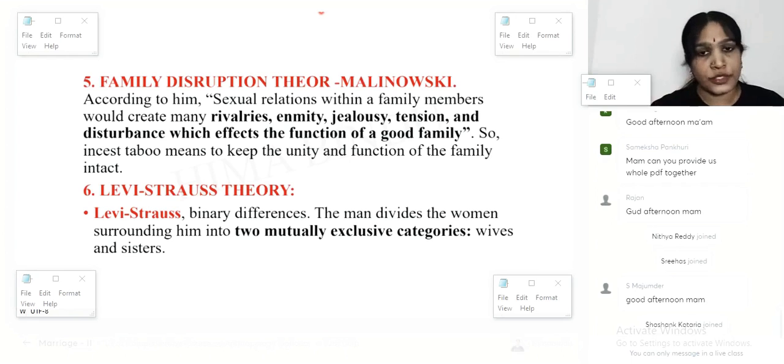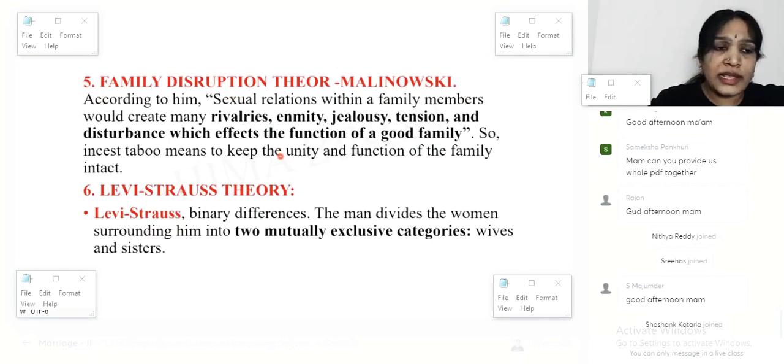This is called binary opposition, two opposites: pure, impure, God, ghost, marriable, unmarriable. This is how the human brain organizes experiences in the form of two opposites. So according to Levi-Strauss, the human brain recognizes a few relations as unmarriable, so it is better not to marry them. That is the reason why we have incest taboo. That is Levi-Strauss theory.